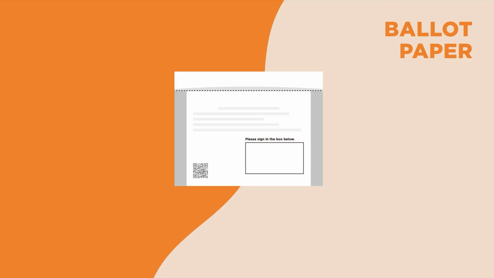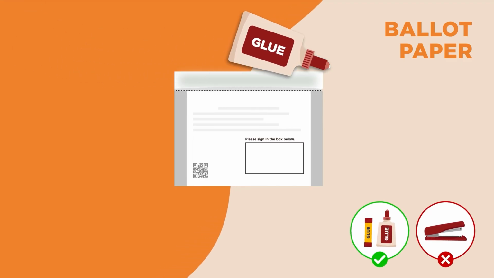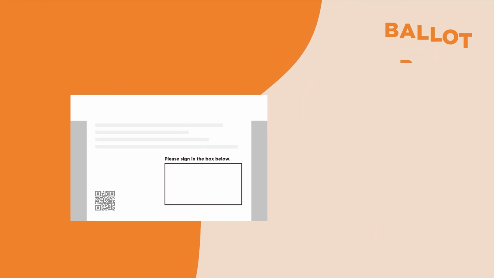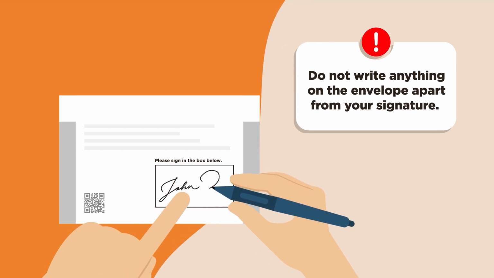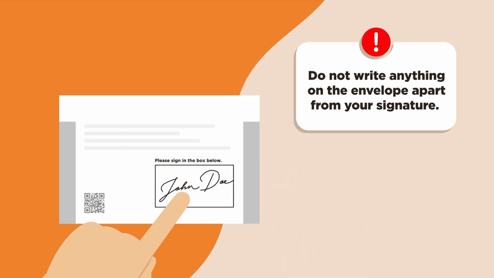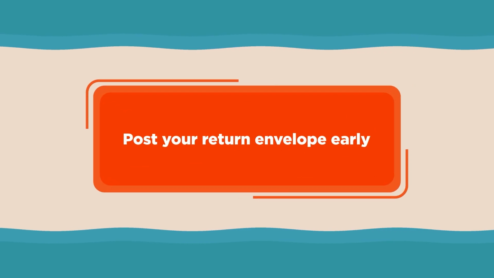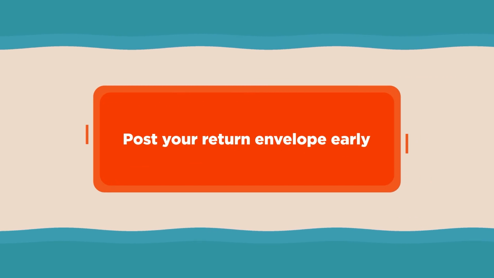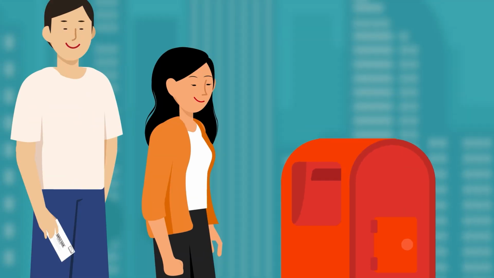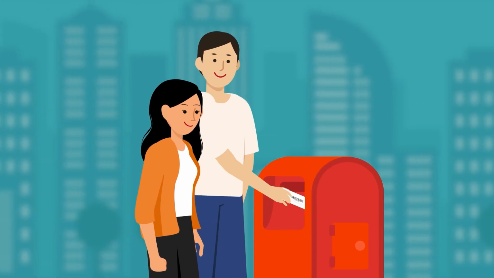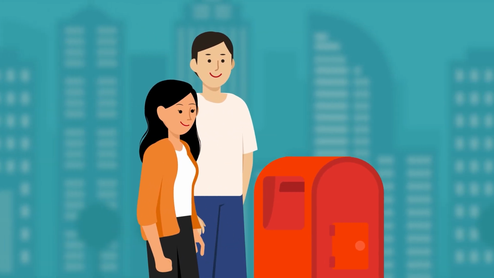Fold along the dotted line. Seal your return envelope firmly with glue. Sign in the box provided at the back of the envelope. Your signature must match the one submitted when you registered for postal voting. Your return envelope must be postmarked by the eve of polling day in Singapore. It must reach the custody of the returning officer in Singapore no later than 10 days after polling day to be counted. Your return envelope should only contain your own marked postal ballot paper.